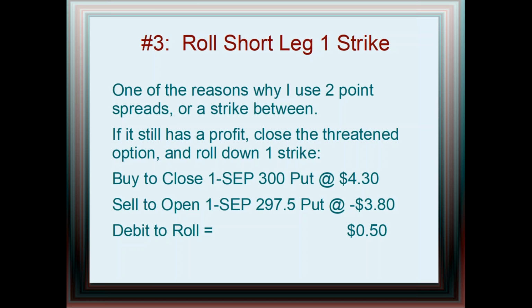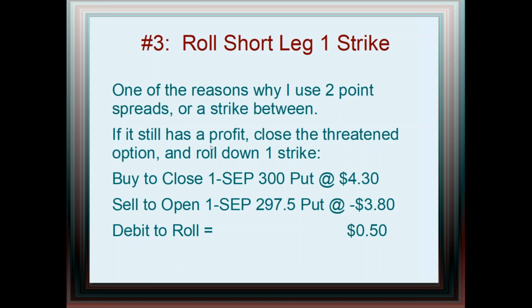All right. Number 3, roll the short leg down 1 strike. It can be used in all 4 of the vertical spreads, bullish, bearish, debit, or credit. This is one of the reasons why I use a 2-point spread when I open my positions, or a strike between. So if I have $1 strike differences, I'll use a 2-point spread. Again, if it offers 2.50 strike differences only, I'll use a 5-point spread and so on.